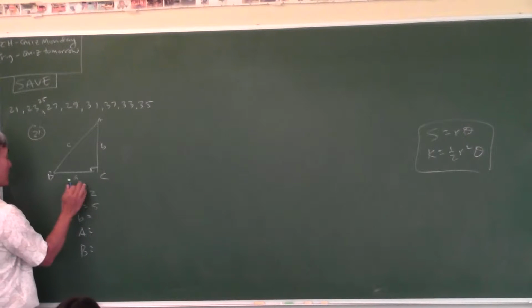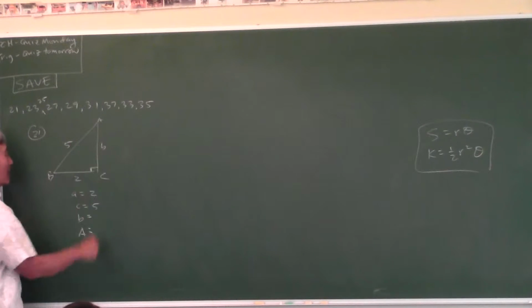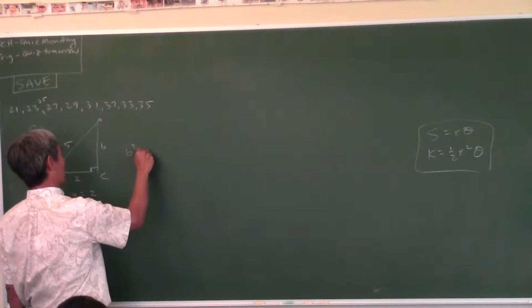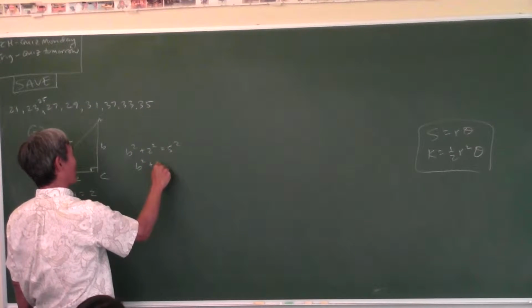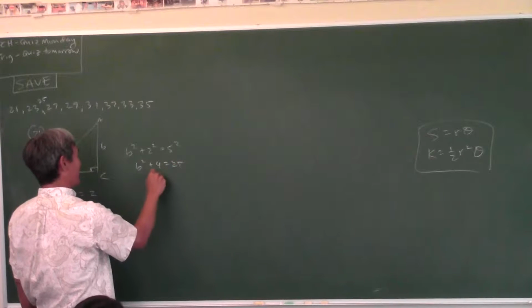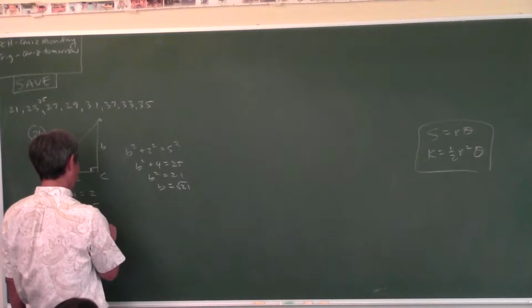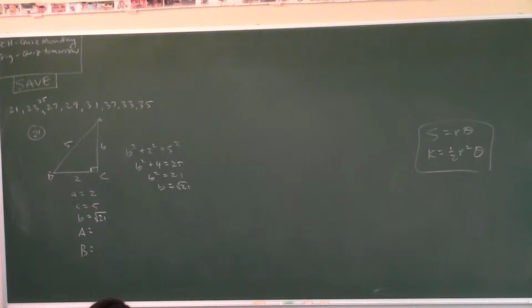So look, let's do the easy one first. If A is 2 and C is 5, how do I figure out what B is? You use the Pythagorean Theorem. B squared plus 2 squared equals 5 squared. B squared plus 4 equals 25. B squared is equal to 21. B equals radical 21. And you can punch that in on your calculator if you need to.